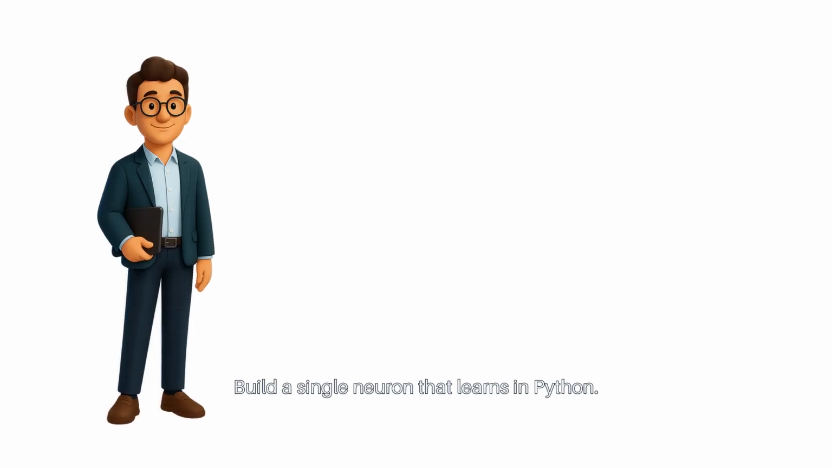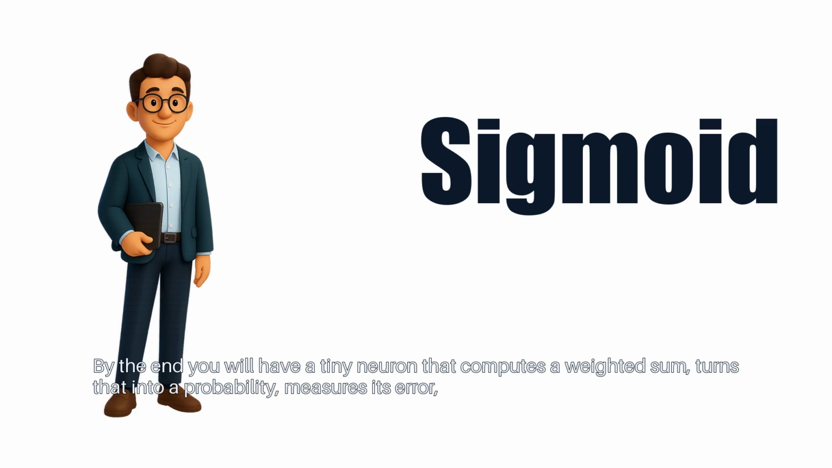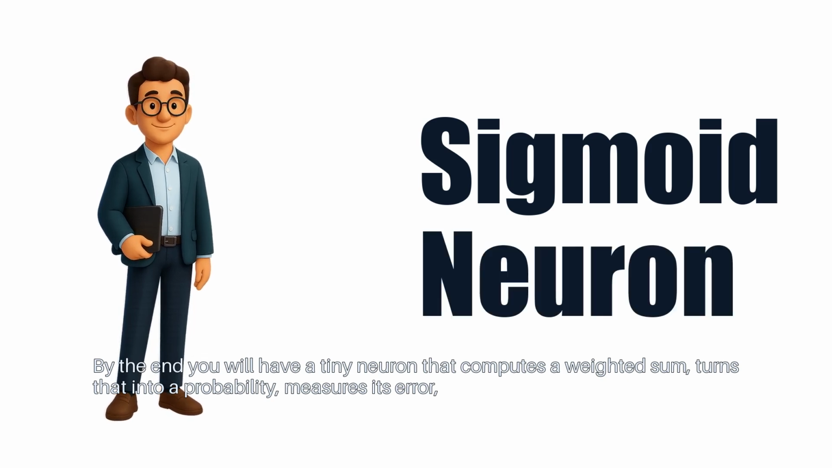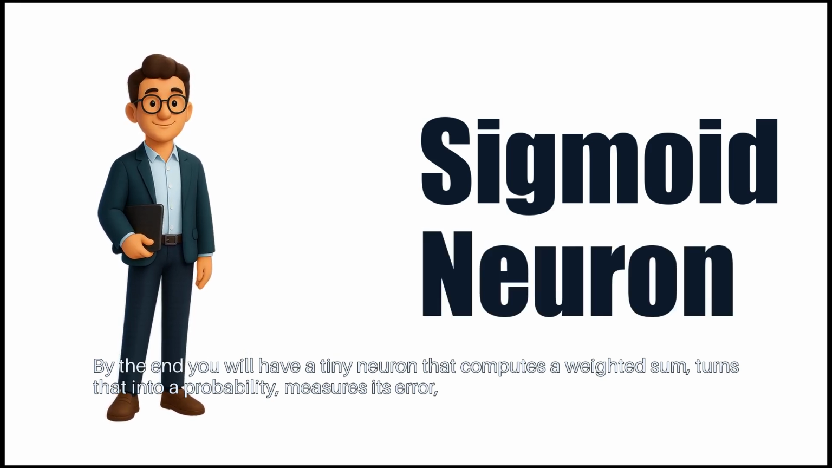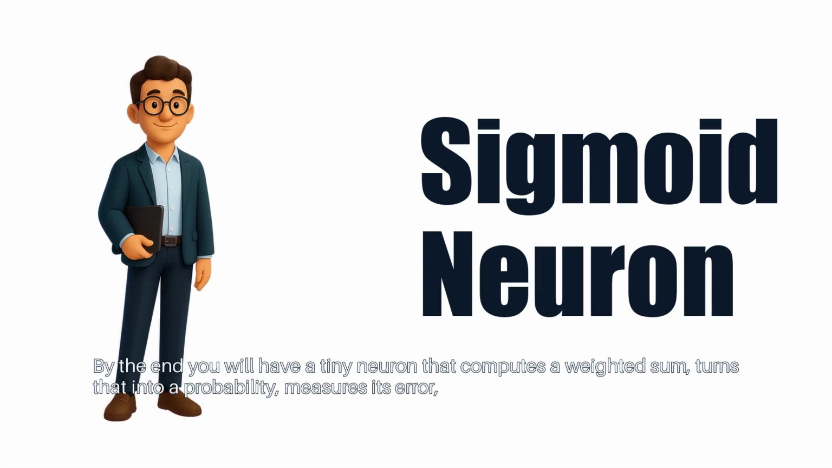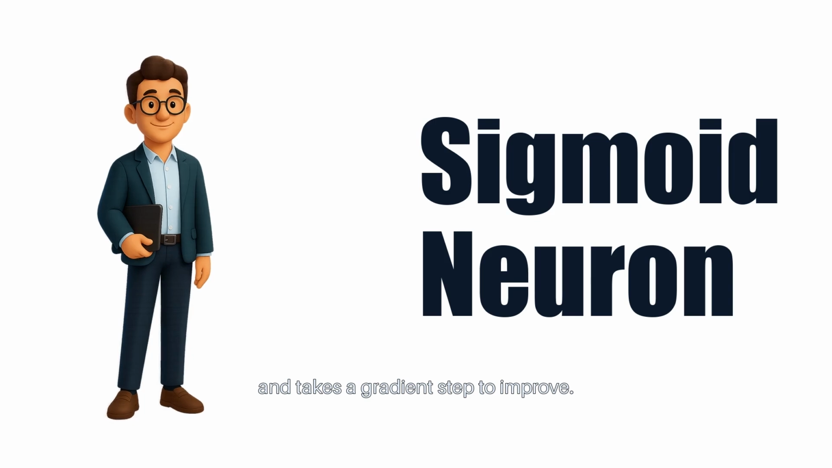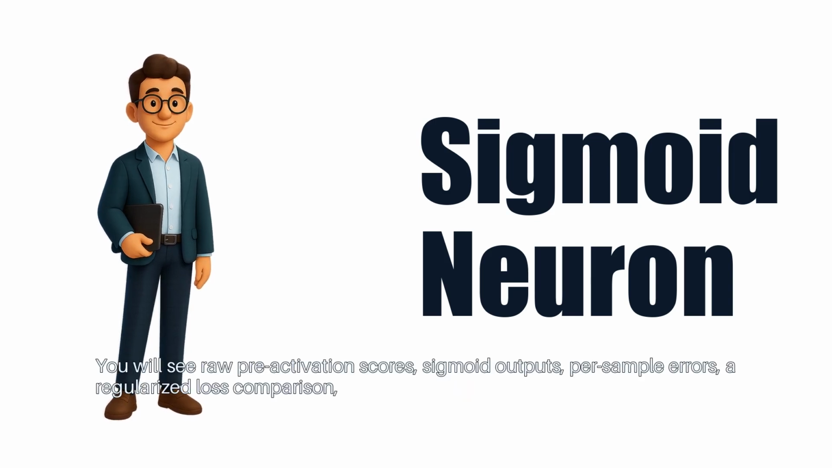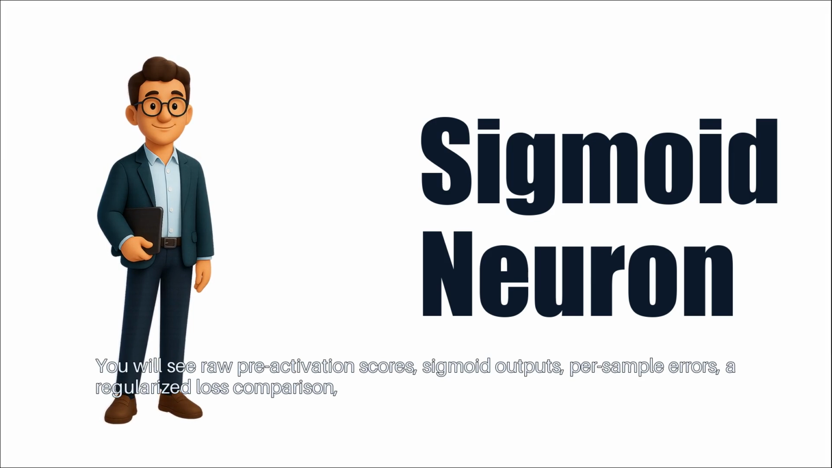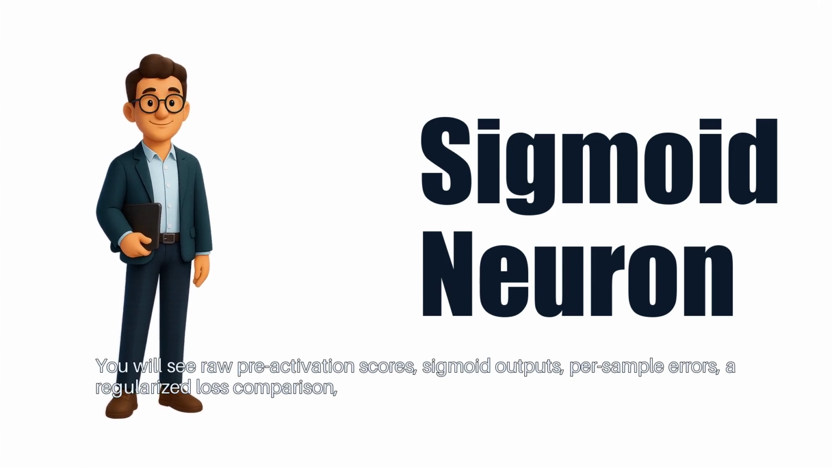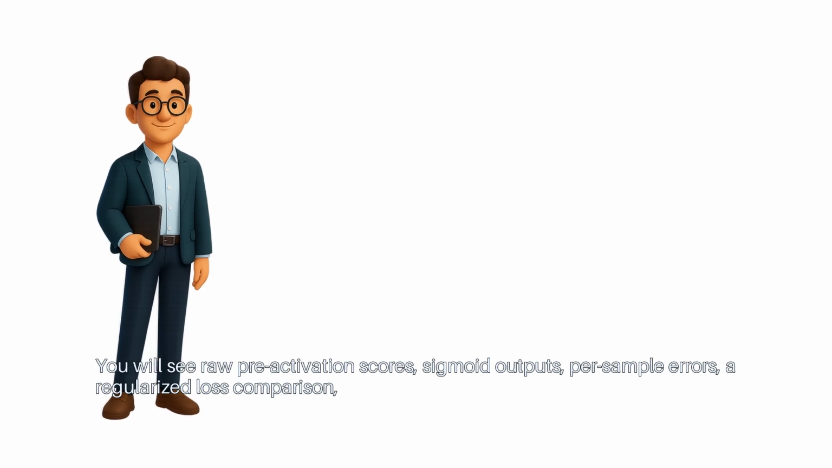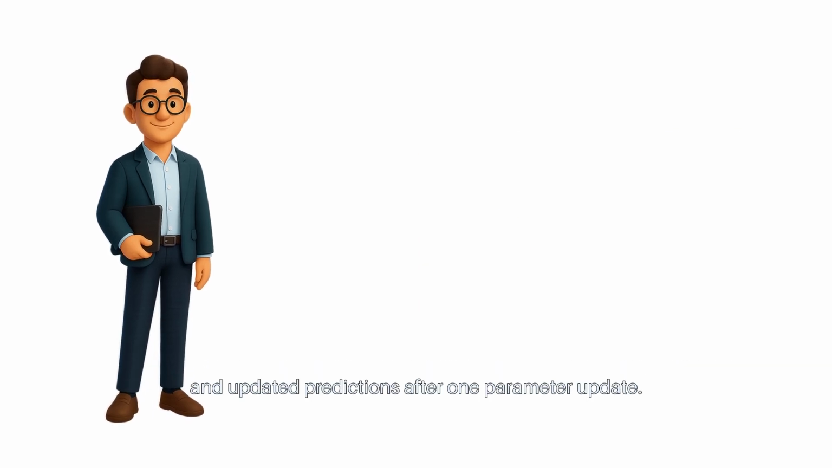Build a single neuron that learns in Python. By the end, you will have a tiny neuron that computes a weighted sum, turns that into a probability, measures its error, and takes a gradient step to improve. You will see raw pre-activation scores, sigmoid outputs, per sample errors, a regularized loss comparison, and updated predictions after one parameter update.